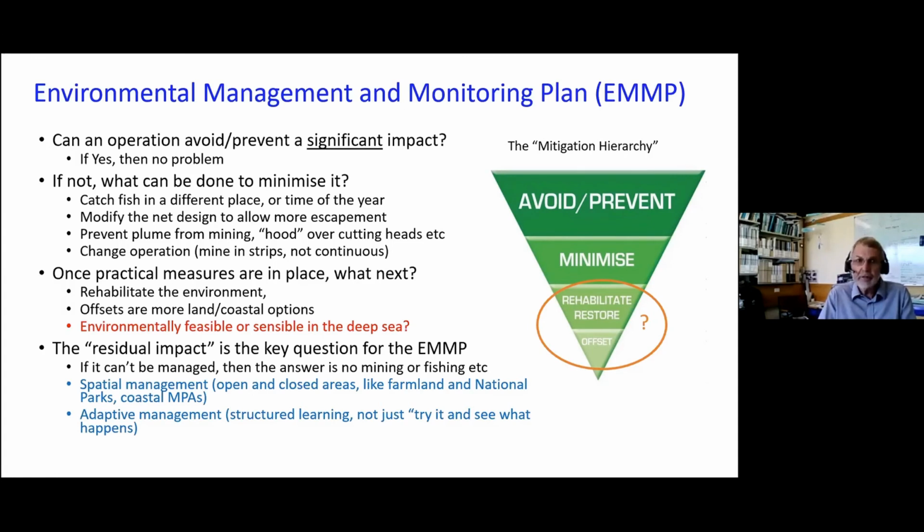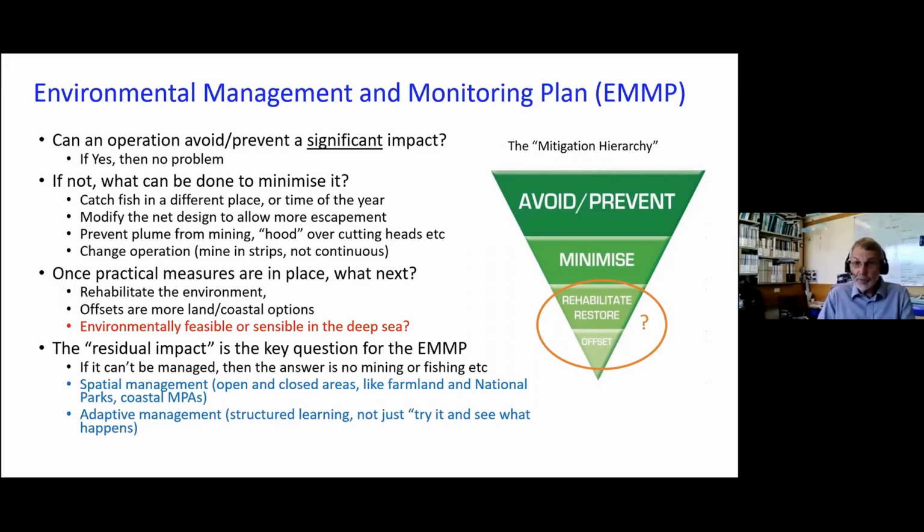So the question then turns to what can be done to minimize it, coming down the triangle. You can catch fish in a different place or a time of the year if its spawning is sensitive, for example. You can modify the net design to allow more escapement. With mining, to reduce the plume, you could put a hood over cutting heads, or you could change your operation. You could mine in strips, not continuous.